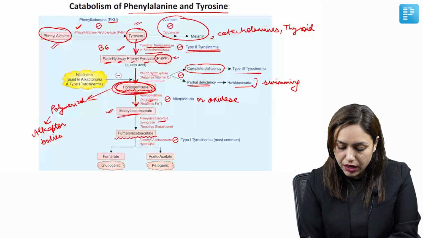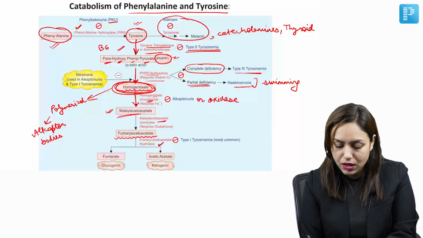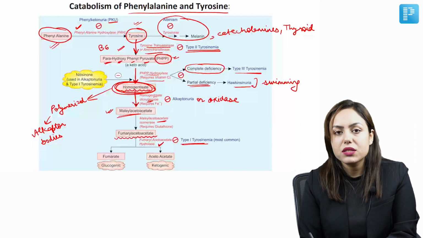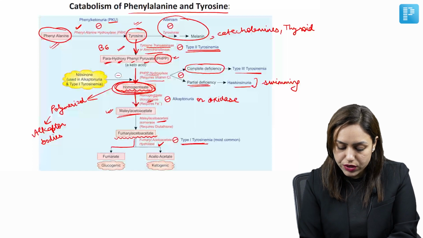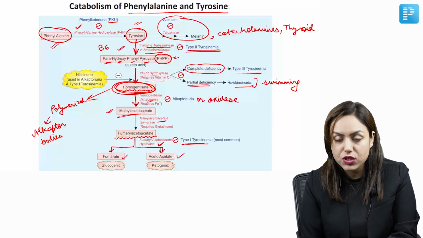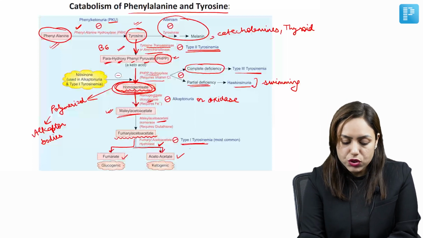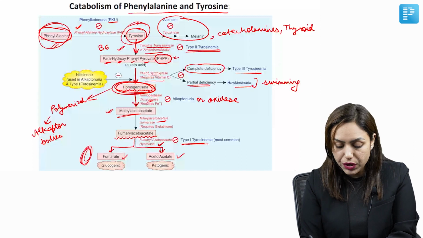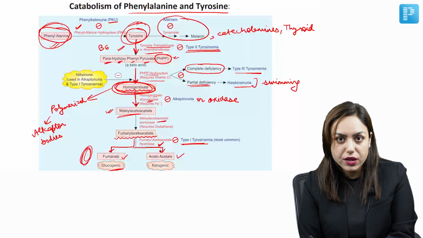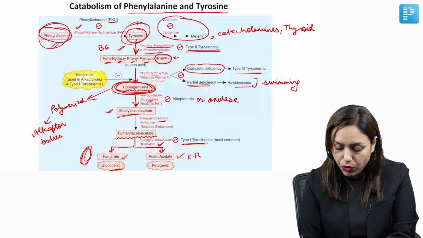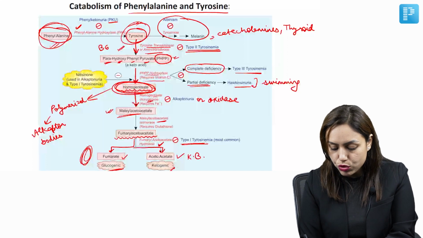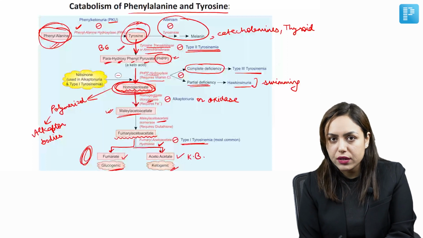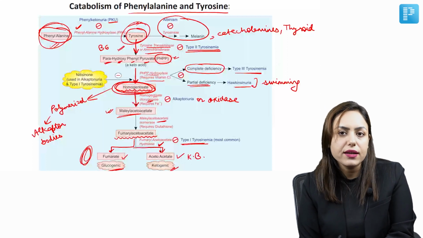Then next is the enzyme fumarylacetoacetate hydrolase. A defect in this enzyme is type 1 tyrosinemia. This hydrolase enzyme breaks fumarylacetoacetate into fumarate and acetoacetate. Because these two amino acids, phenylalanine and tyrosine, make fumarate in the end, which is a TCA intermediate, they are called glucogenic. But they also form a ketone body, acetoacetate, so they are also ketogenic. So phenylalanine and tyrosine are in both categories, both glucogenic and ketogenic.